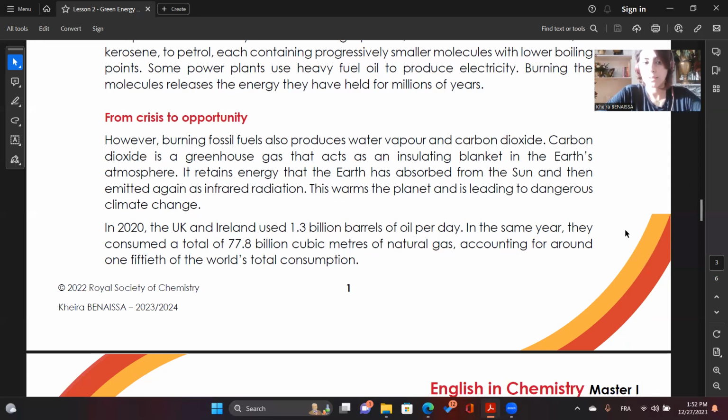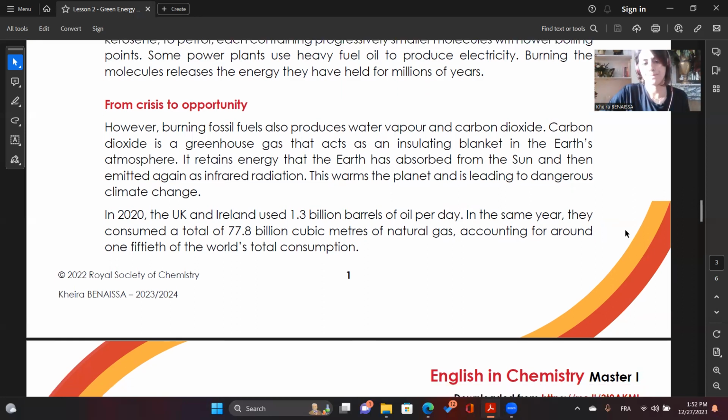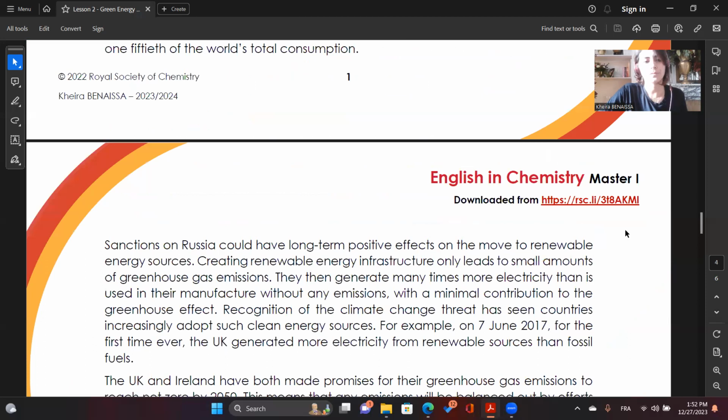In 2020, the UK and Ireland used 1.3 billion barrels of oil per day. In the same year, they consumed a total of 77.8 billion cubic meters of natural gas, accounting for around 1/50th of the world's total consumption, which is very huge.